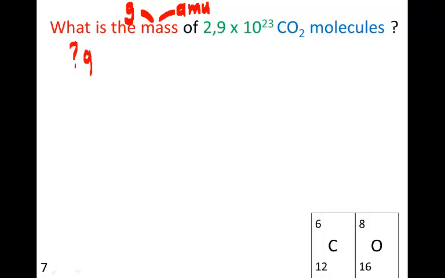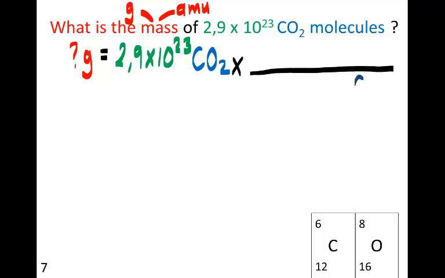How many grams is the mass of 2,9 times 10 to the power 23 carbon dioxide molecules? Our unit factor has carbon dioxide molecules at the bottom, grams at the top. Notice, not moles of carbon dioxide, just carbon dioxide. Now we know from the periodic table that the molar mass of carbon dioxide is 44 grams. We've worked that out a few times, so I'm not going to do it over.